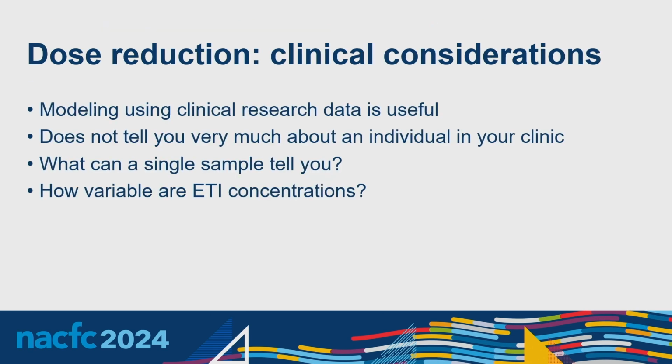So further things to think about in clinical considerations for dose reduction is that modeling using clinical research data is very useful, as we've seen through multiple talks today. But it doesn't always tell you very much about an individual in your clinic. What we were talking about with all these modeling and population means is looking at a population of people, but an individual in your clinic may be your outlier, your data point that doesn't fit close to that population mean. So we'll spend some more of the talk talking about what can a single sample tell you and how variable are ETI concentrations that can help inform that one person who's sitting in your clinic in terms of clinical practice.